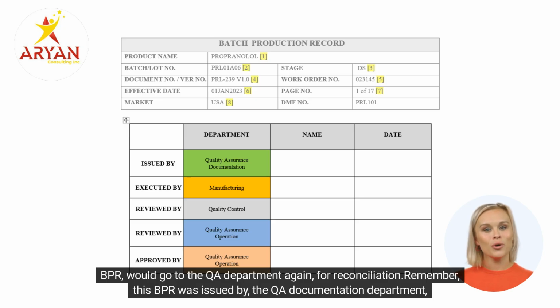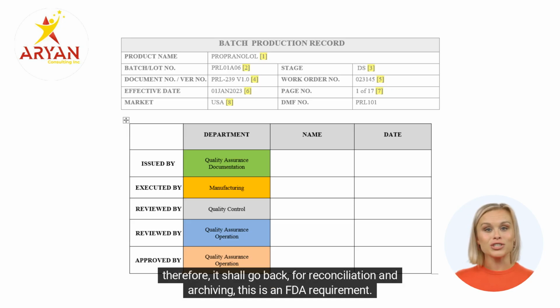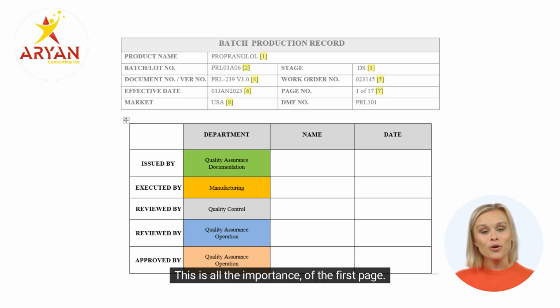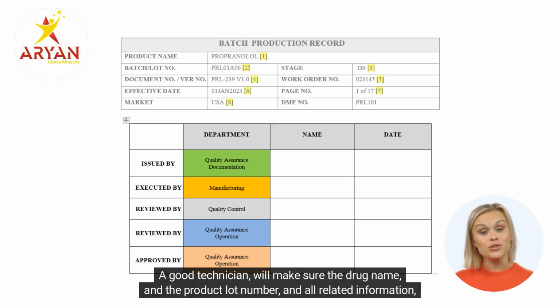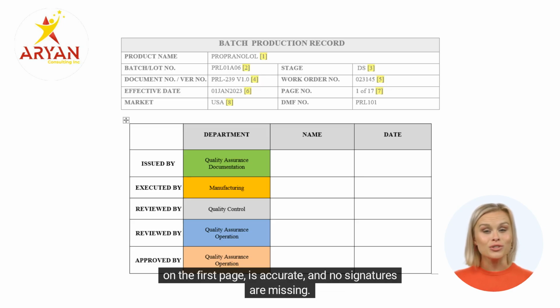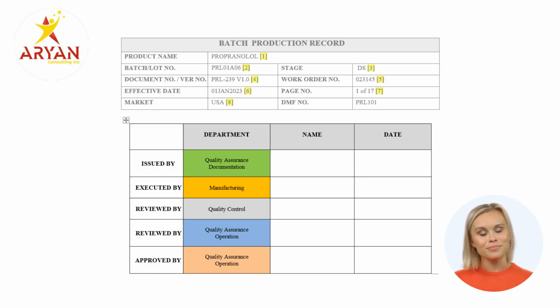Remember, this BPR was issued by the QA documentation department. Therefore, it shall go back for reconciliation and archiving. This is an FDA requirement. This is all the importance of the first page. A good technician will make sure the drug name, the product lot number, and all related information on the first page is accurate and no signatures are missing.